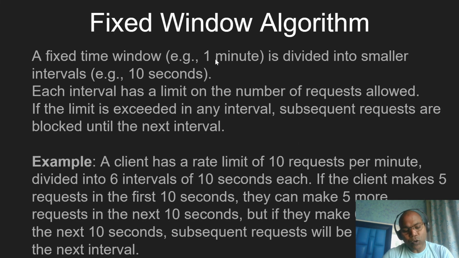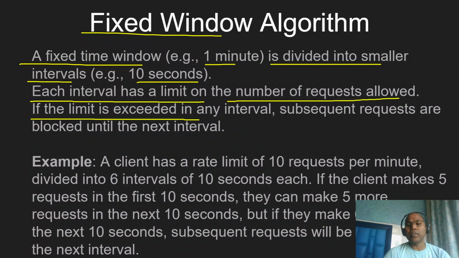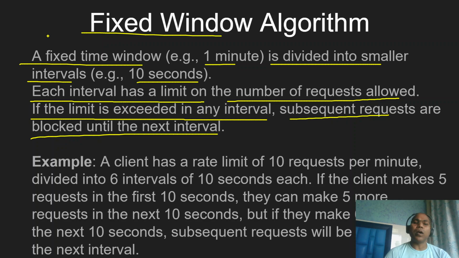Sometimes we can go with a fixed window algorithm. Here we fix a time window, say every 1 minute, or an interval of 10 seconds, whatever. Each interval has a limit on the number of requests allowed. If the limit is exceeded in any interval, subsequent requests are blocked until the next interval. Every 10 seconds we define the number of requests allowed, else they are blocked.